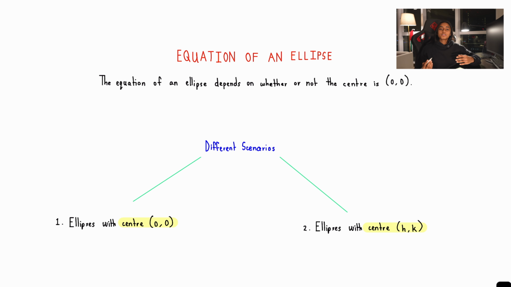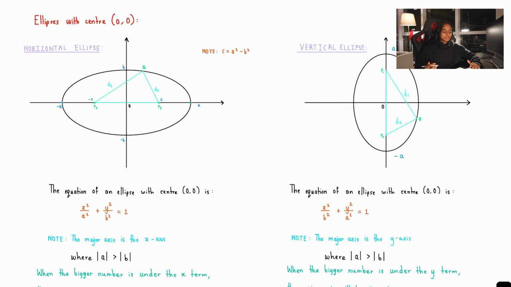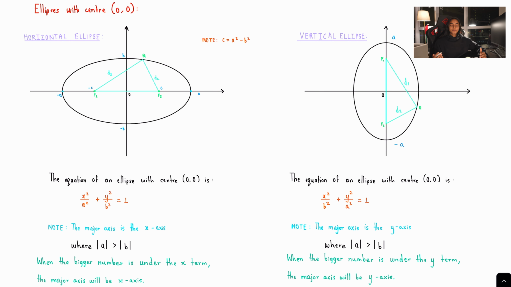Now, the equation of an ellipse depends on if the center of the ellipse is the origin, which is (0, 0), or not. So the different scenarios are the ellipse with center (0, 0) or the ellipse with center (h, k), which is any two numbers. All right, so let's go through ellipses with center (0, 0) first. So we have the horizontal ellipse with this being the equation, and the vertical ellipse with this being the equation.